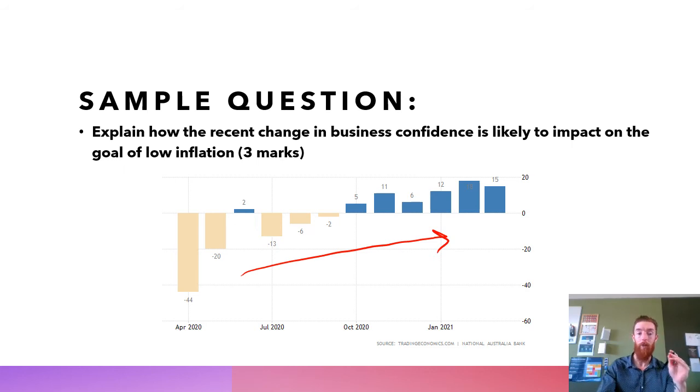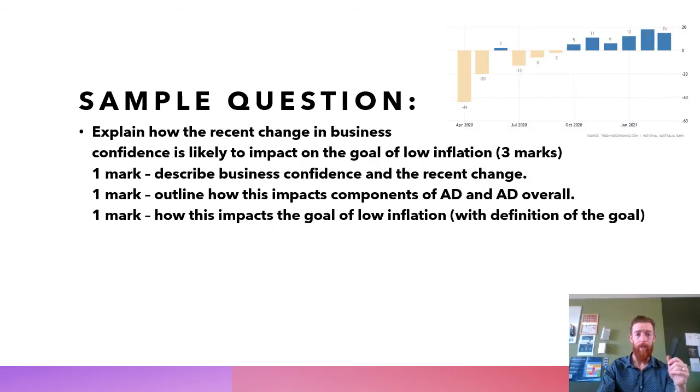So you have to describe what business confidence is and that change overall, and then what that's likely to mean. So if we get into where the marks are there, one mark for describing business confidence in the recent change, then you'd outline how this impacts the components of aggregate demand and AD overall. So that's going to be your increase in private investment, if that's the case, and therefore increasing aggregate demand. And then how that impacts the goal of low inflation. So you talk about what the goal is and whether or not it's more likely to be achieved or not.